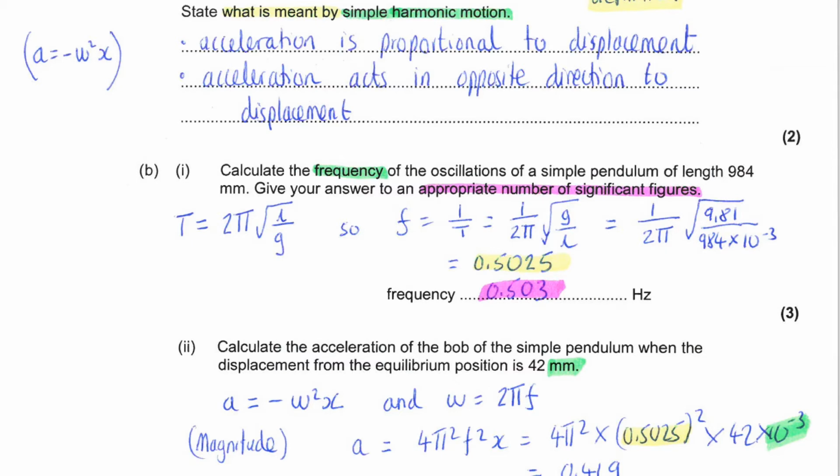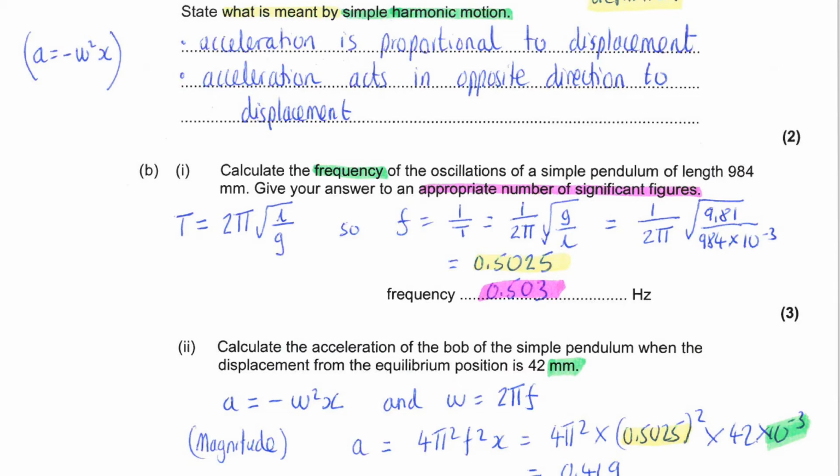Next, you're asked to calculate the acceleration of the pendulum for a given displacement. The standard equation, as found on the datasheet for acceleration in simple harmonic motion, is acceleration equals minus omega squared x. Also given there, you have that omega is 2 pi f. So simply combining these two equations and substituting in the values leads us to an answer.